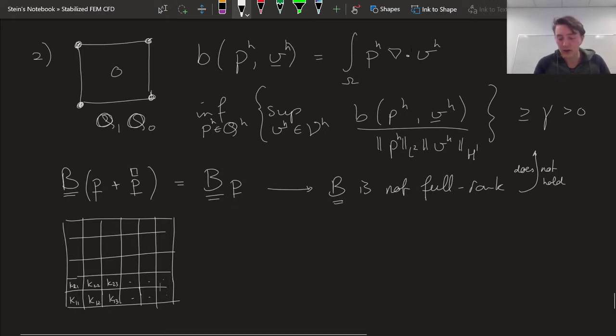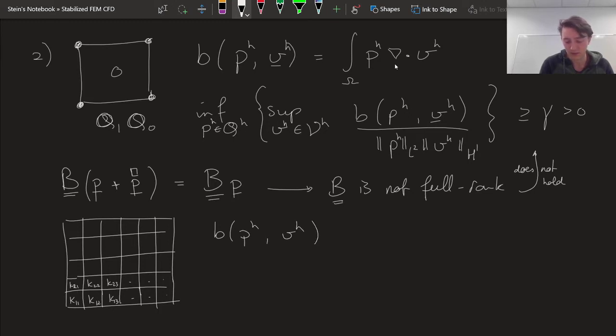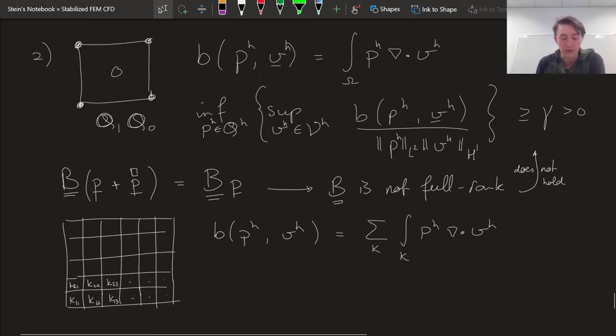So if we then take a closer look at this integral, the first step is still going to be the same. We're going to subdivide this into each one of the elements. So we're going to sum over each one of the elements, integrate over that element, and the sum of each one of these is going to be the result of the bilinear form, the bilinear operation.